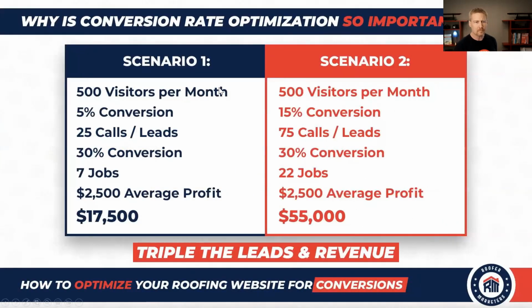So let's look at this as to why conversion optimization is so important. Scenario one, you get 500 people to come to your website with a 5% conversion rate to phone calls. That leads to 25 calls. A 30% conversion, that's 77 jobs, that's 17,500 in profit, right? Just to make the math easy.